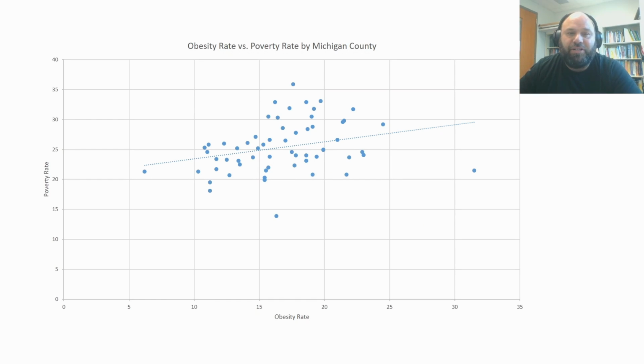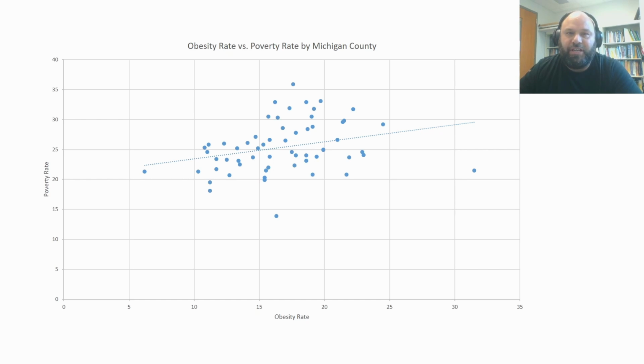Finally, correlation doesn't imply causation. Here's the graph of the obesity rate versus the poverty rate in the state of Michigan. There's a relationship here. So one might be tempted, even though you really want to switch the vertical and horizontal axis so poverty rate was on the horizontal axis, to say that being in poverty causes obesity.